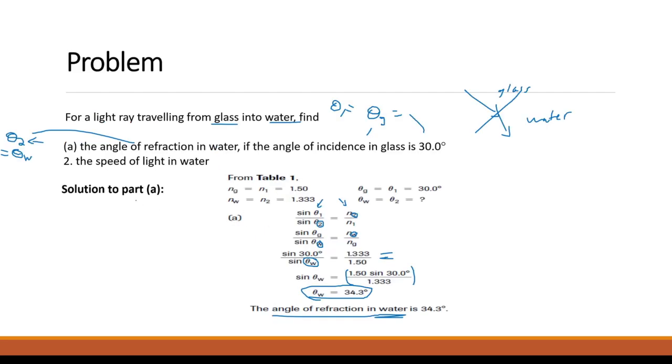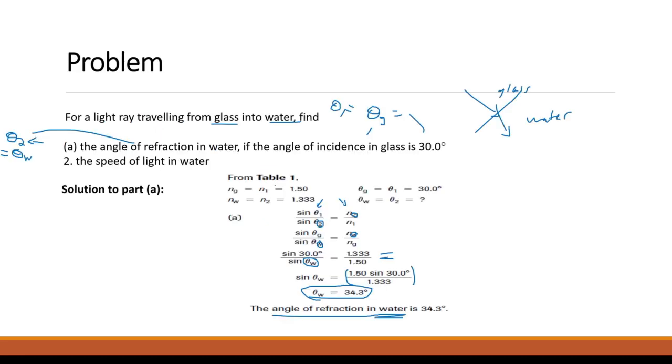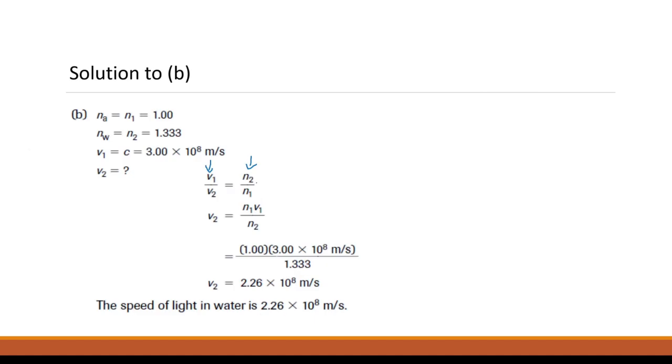Next, for part B, we want to find the speed of light in water. So again, we're going to want the speed ratio for Snell's law and equate it to something we already know. We have the indexes of refraction, N2 and N1. We found them from the last one, or from the table. They're readily available, so we are going to use that. And we have our V1 and V2.